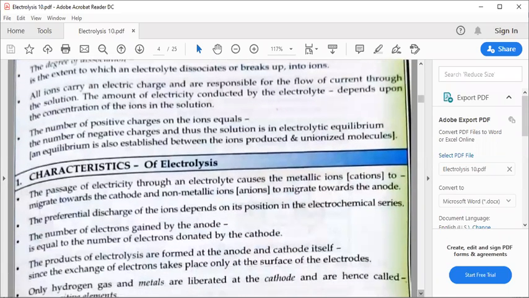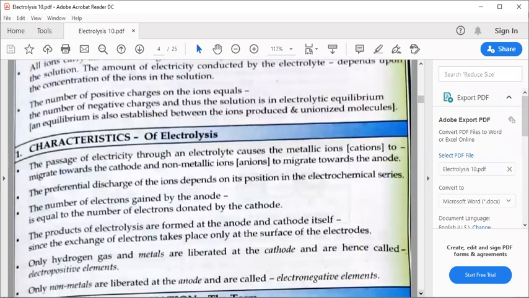Characteristic of electrolysis. Passage of electricity through an electrolyte causes the cations to migrate towards the cathode and non-metallic ions, that is anions, to migrate towards the anode. We've already studied. Okay. Now preferential discharge.